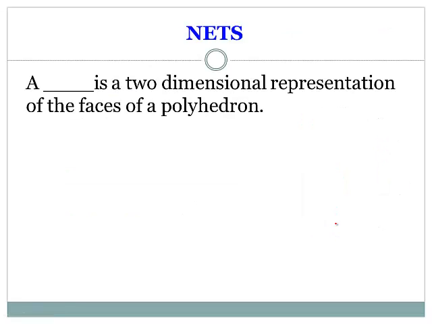And if we're looking at a 3-dimensional figure and we want to break it down into 2 dimensions, we use something called a net. And a net is a 2-dimensional representation of the faces of a polyhedron. And we will get to an example of a net in one of the examples at the very beginning. So don't worry, I'll show you a representation of what that looks like.